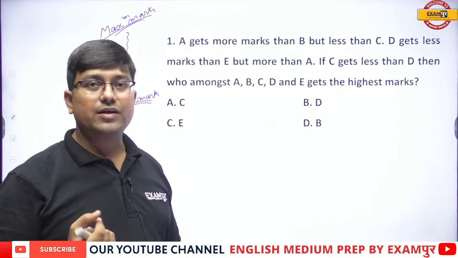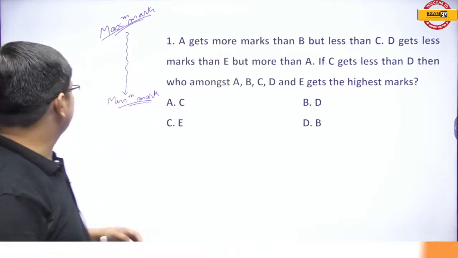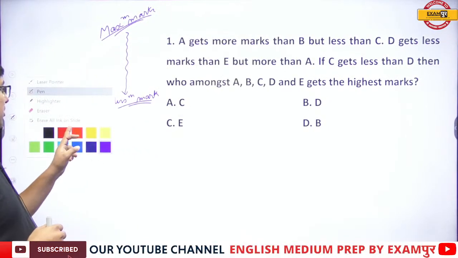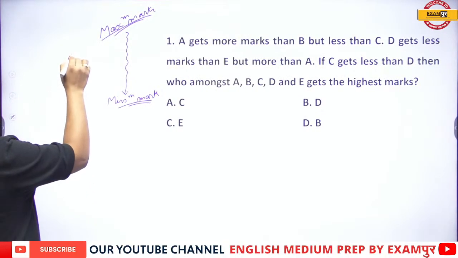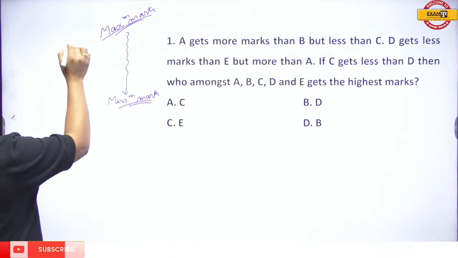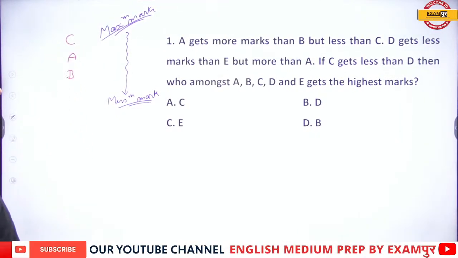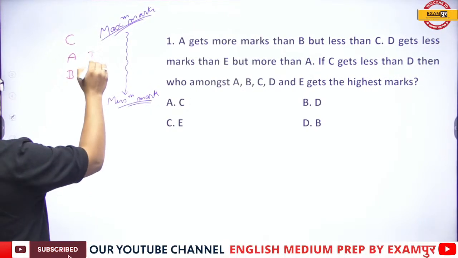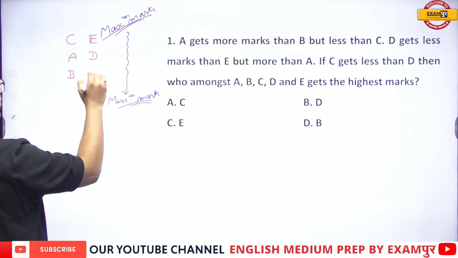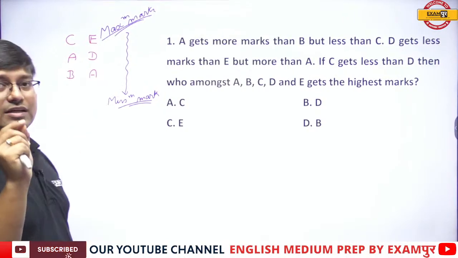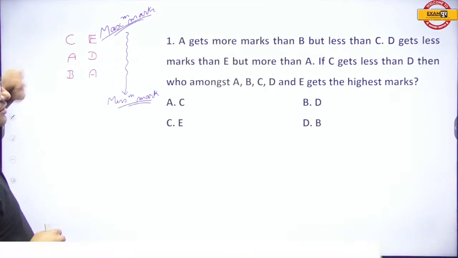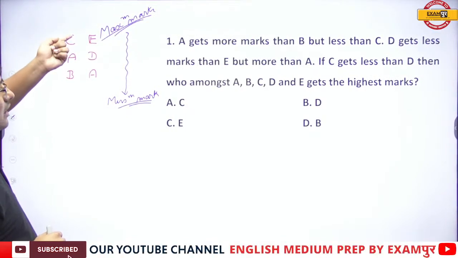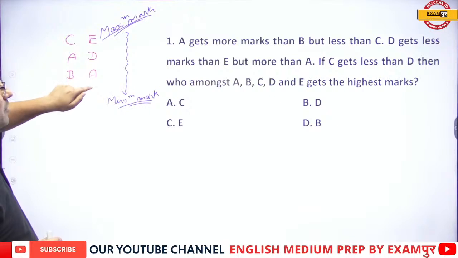So now the question is telling, see, these are very simple questions. A gets more marks than B but less than C. D gets less marks than E but more than A. So now read the things very carefully. A gets more marks than B but less than C. D gets less marks than E but more than A.